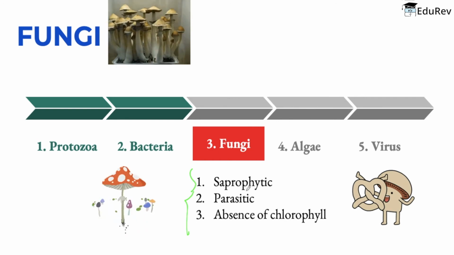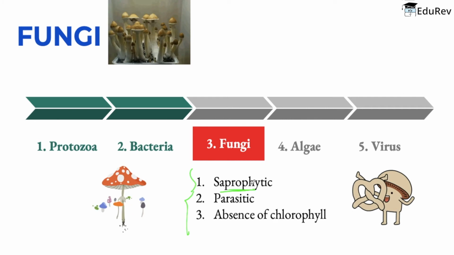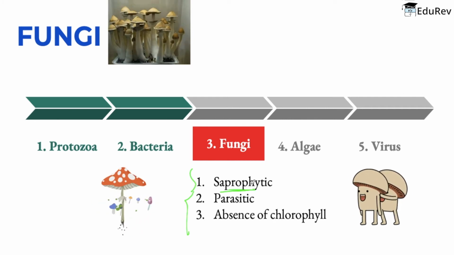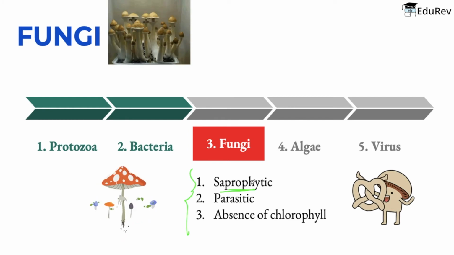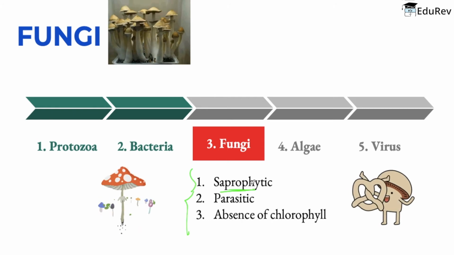First of all, they are saprophytic. So what is saprophytic? Saprophytic means that they obtain their food by absorbing the dissolved organic material. So the meaning of saprophytic is that they get their food by absorbing the dissolved organic material.